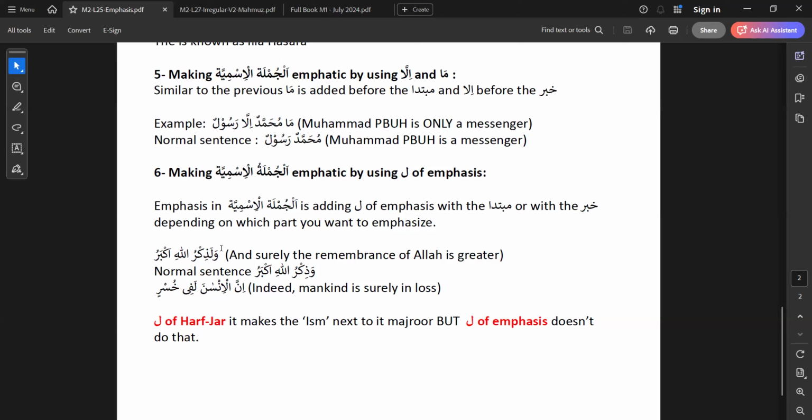Lam of harf jar makes the ism next to it majrur, but lam of emphasis does not do that. So li, for example, is a harf jar, isn't it? This is not a harf jar. Oh, so li, okay. Lam for harf jar. Yeah. Say if li was a harf jar, then fi cannot come after the harf jar. No. So this la is not a harf jar at all. It is rather a harf tawqeed, different.